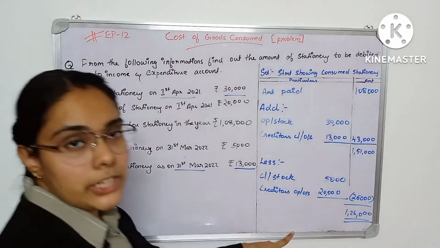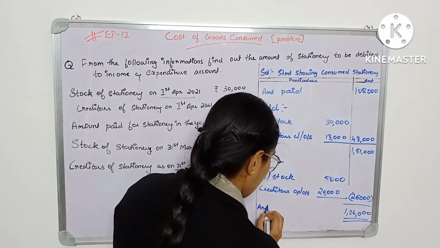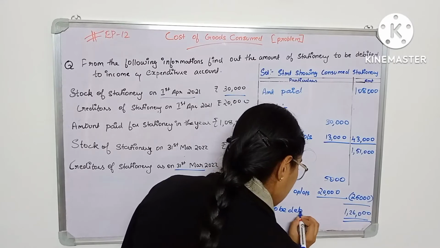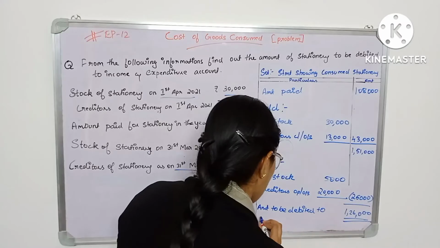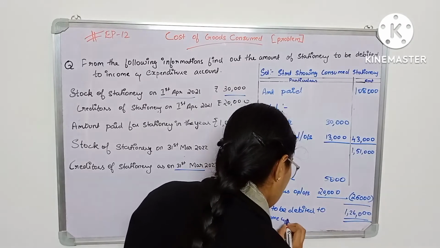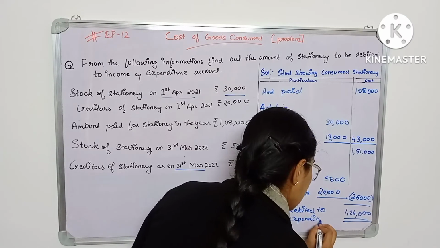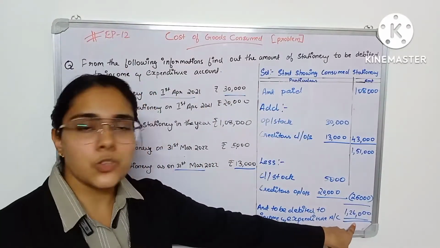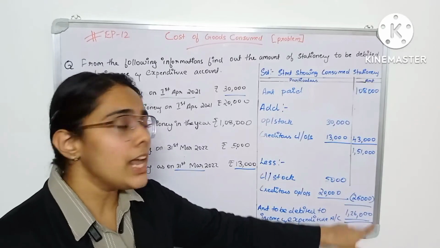This is the amount to be debited to income and expenditure account. You get a total of 1,26,000. This is the amount of stationery consumed during the year.